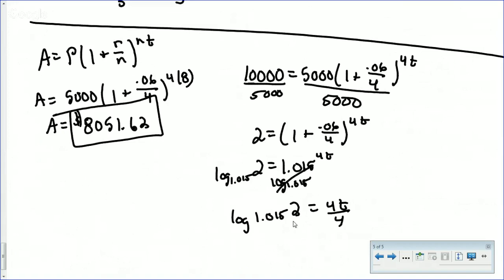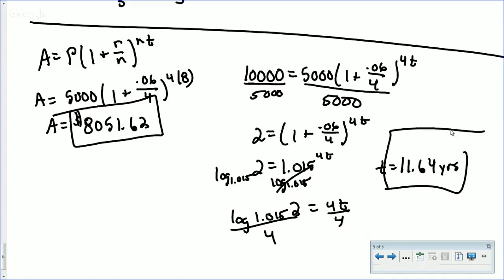So then we'll divide by 4, and t will be, probably have to use the change of base formula on that. So log of 2 over log of 1.015 divided by 4. We'll get 11.34 years. So he's got to leave that money in his account for 11.34 years. So that's the end of the review.